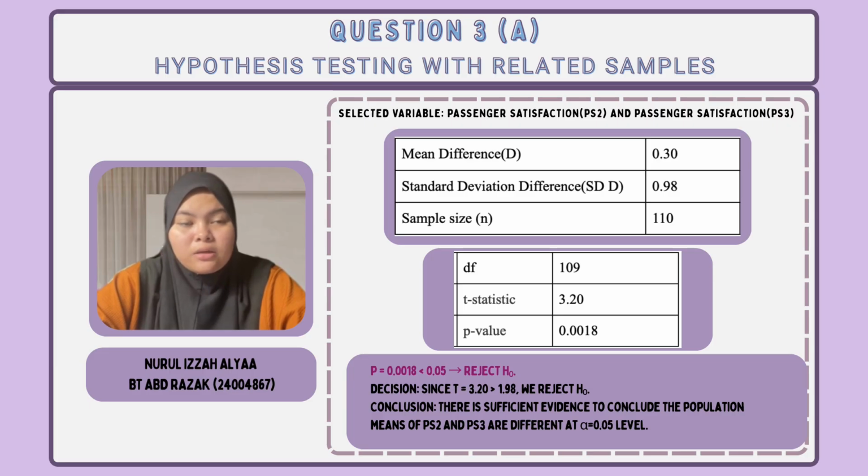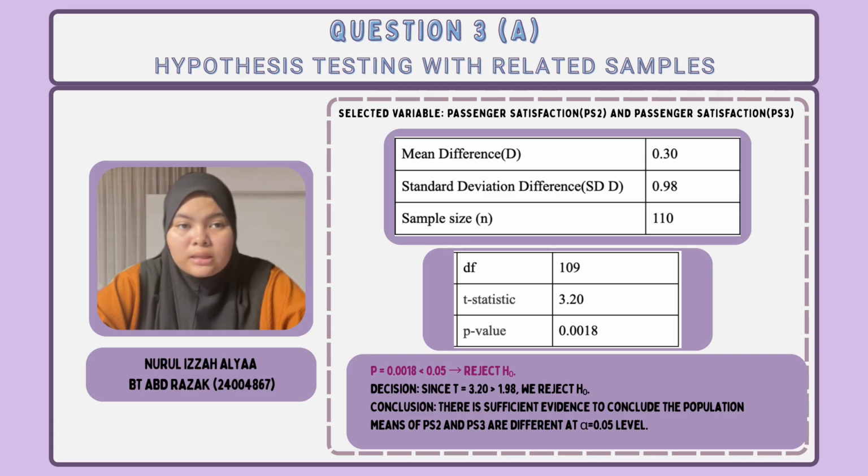First, I calculated the differences between each pair of responses. From this, the mean difference was found to be 0.30 and the standard deviation of the differences was 0.98. This indicates that on average, respondents rated PS3 slightly higher than PS2.